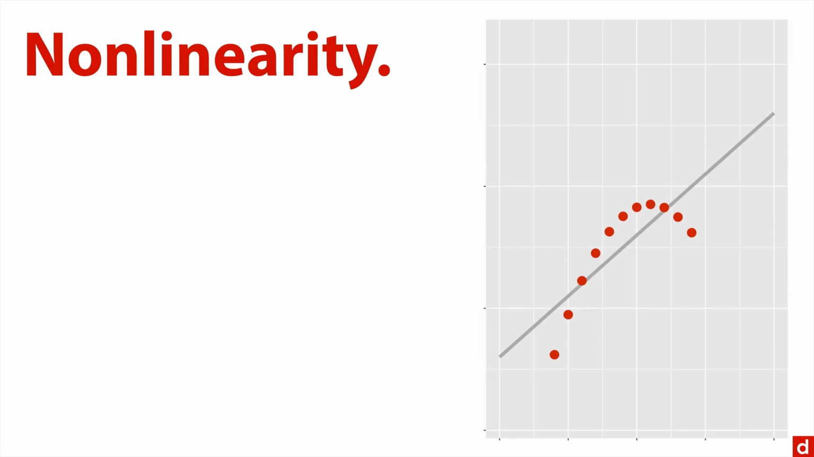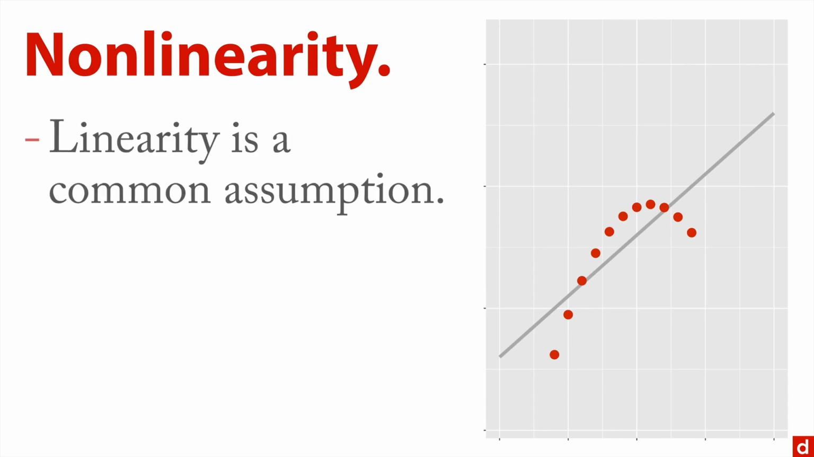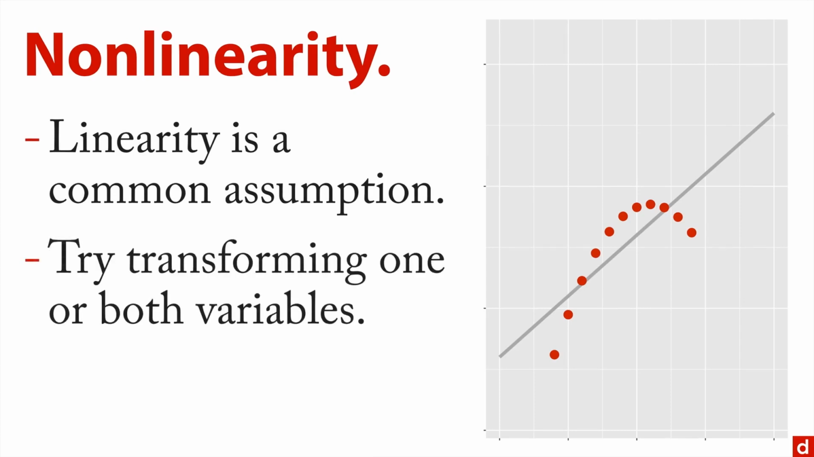Next is nonlinearity. The gray line here is the regression line. We like to put straight lines through things because it makes the description a lot easier. But sometimes the data is curved, and here you have a perfect curved relationship, but a straight line doesn't work with that. Linearity is a very common assumption of many procedures, especially regression. To deal with this, you can try transforming one or both of the variables in the equation, and sometimes that manages to straighten out the relationship between the two of them.